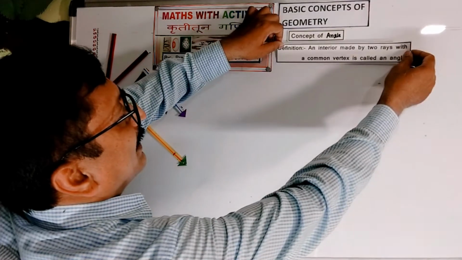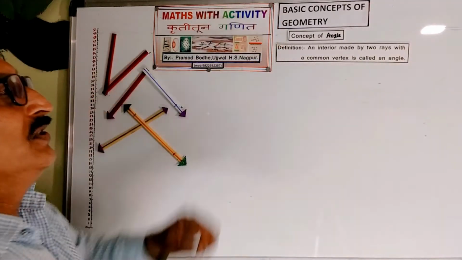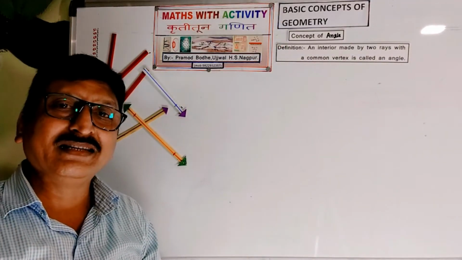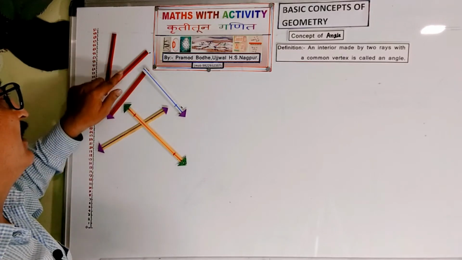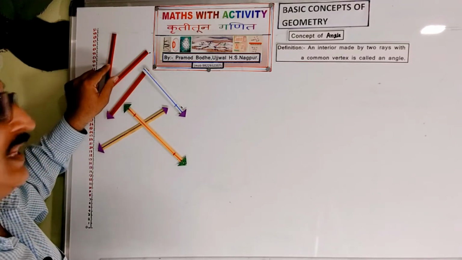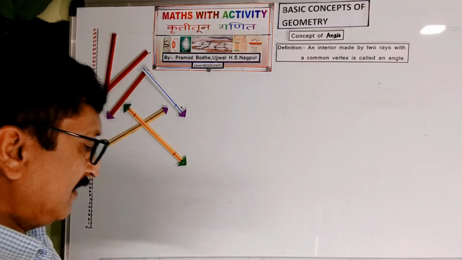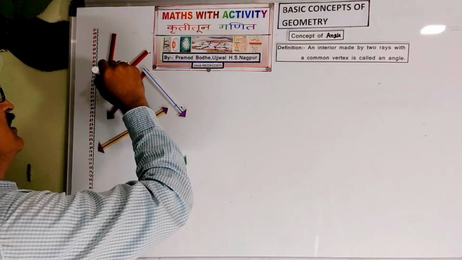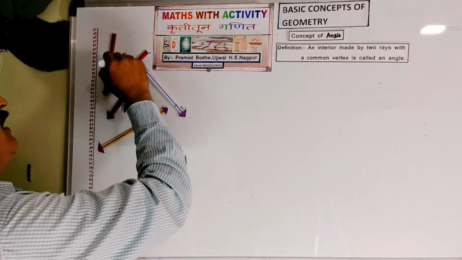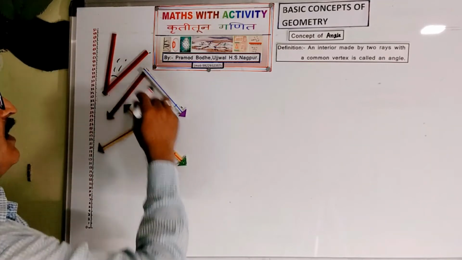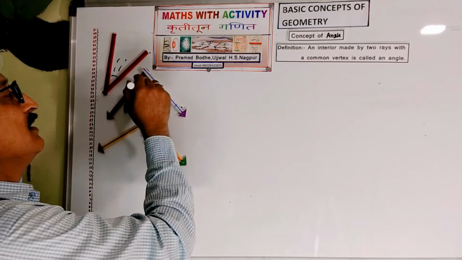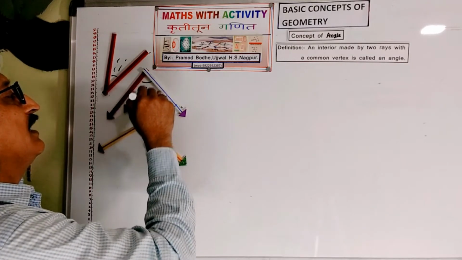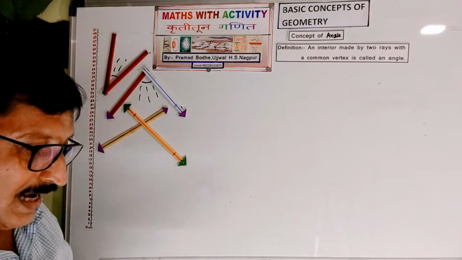Therefore, we can define: an interior made by two rays with a common vertex is an angle. That means this is a common vertex, and these are the two arms, and that forms an angle. That means the interior part of this will be the angle. Similarly, whenever there are two arms and they have one common point, they form a portion, and the interior part is said to be the angle.